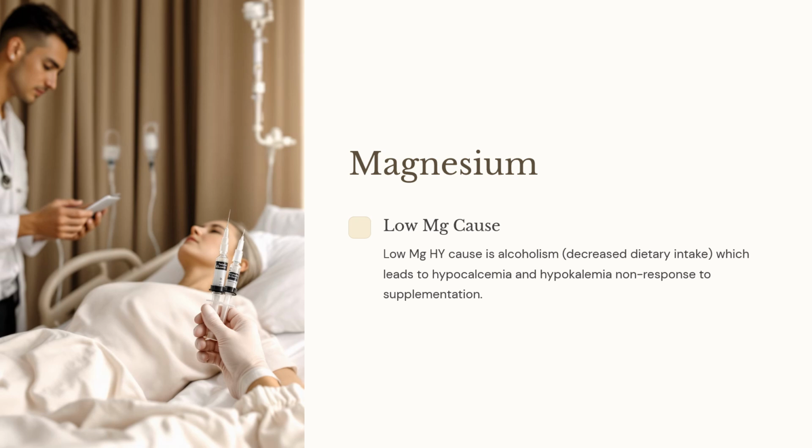Let's finish with the important topic, magnesium. Magnesium deficiency is mostly seen in alcoholism, where there is decreased dietary intake. It will lead to hypokalemia and hypocalcemia. Even if the patient is treated with calcium as well as potassium, they will be non-responsive to supplementation unless the magnesium levels are corrected.